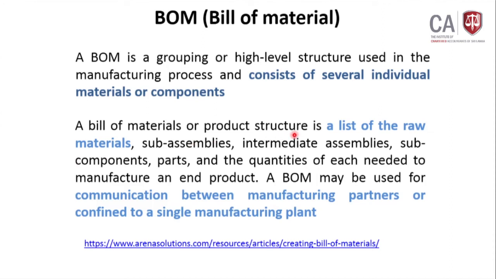The bill of materials, or production structure, is a list of raw materials, sub assemblies, intermediate assemblies, sub component parts, and quantities of each needed to manufacture an end product. A BOM may be used for communication between manufacturing partners or confined to a single manufacturing plant. Let's say when you are developing a car, you may need some manufacturing partners. So the battery of the car will be manufactured by someone else. If it is a hybrid car, the hybrid battery will be manufactured by someone else, not by Toyota Lanka.